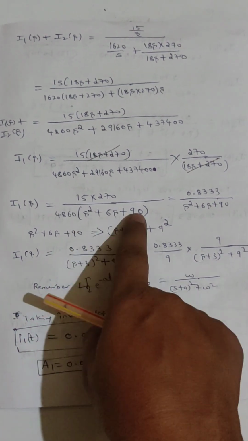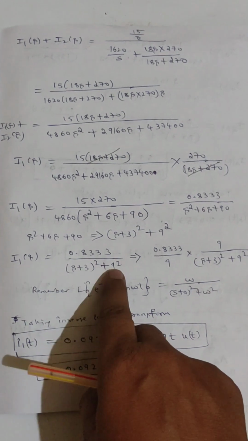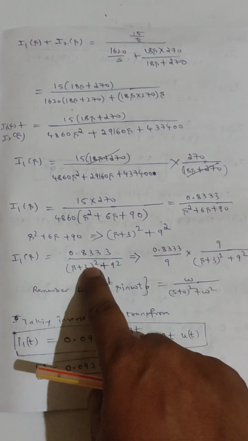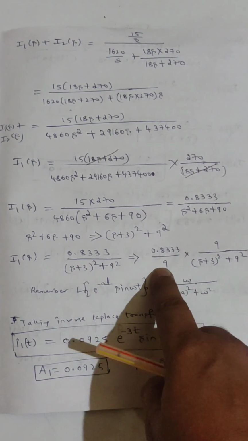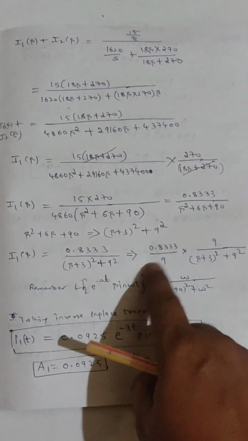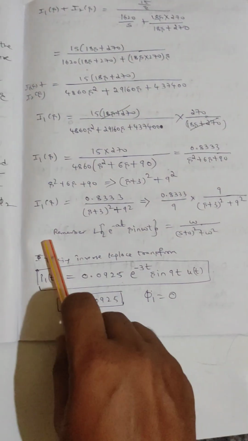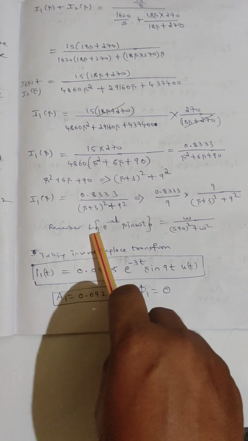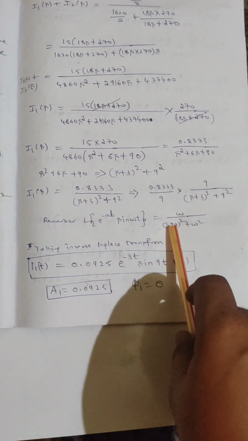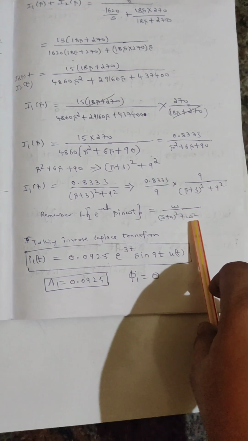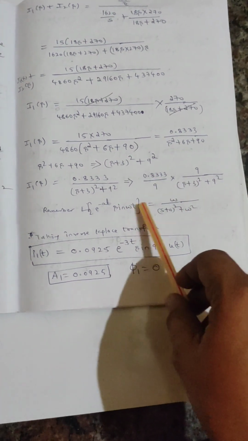This entire thing can be represented like this. I want to represent it in the Laplace domain, so what I did is multiply and divide by 9. We should remember this formula: Laplace of e power minus at sin omega t is omega by (s plus a) square plus omega square. So this entire thing applies that formula.